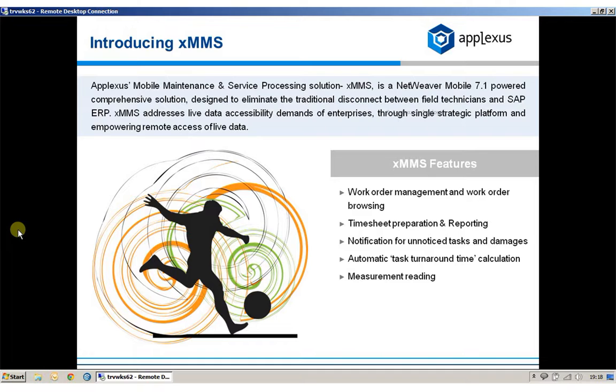The main features of xMMS are work order management and work order browsing, timesheet preparation and reporting. Work order gives all the task-related data and the status, like start, stop and complete. Timesheet preparation provides all the time-related data of each task assigned to the technician. Another feature is the notification for unnoticed tasks and damages. The notification gets triggered for every unnoticed task and damage in all the synchronizations done.